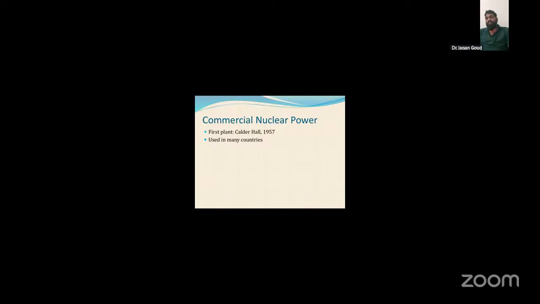Next one is the Indian nuclear program. The Indian nuclear program is a long-term strategy developed to use nuclear energy for peaceful purposes, especially electricity generation. It was designed to address India's growing energy demand, limited fossil fuel resources, need for energy security, and commitment to low-carbon development. Historic first plant is Tarapur.